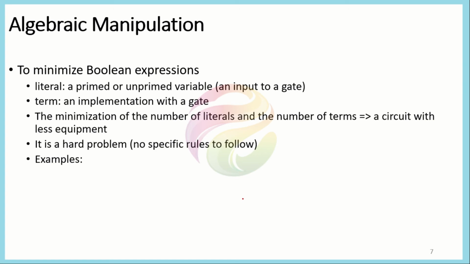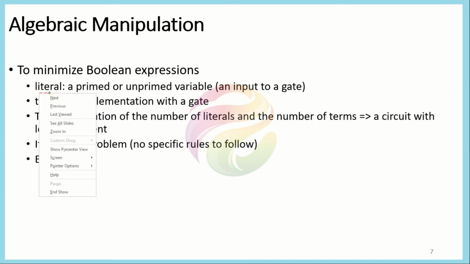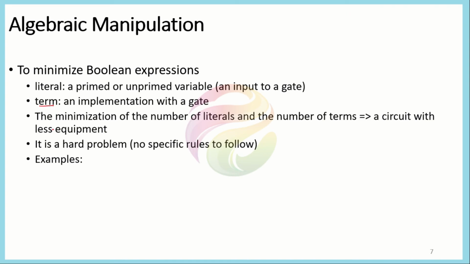To minimize any Boolean expression, we use the Boolean algebra laws which we discussed in the last lecture. There are 2 or 3 terminologies used in it. One is the literal, and second is the term. The meaning of the literal here is that any single variable, like x or x complement, or y or y complement, is called a literal, while the AND of some different variables is jointly known as a term.